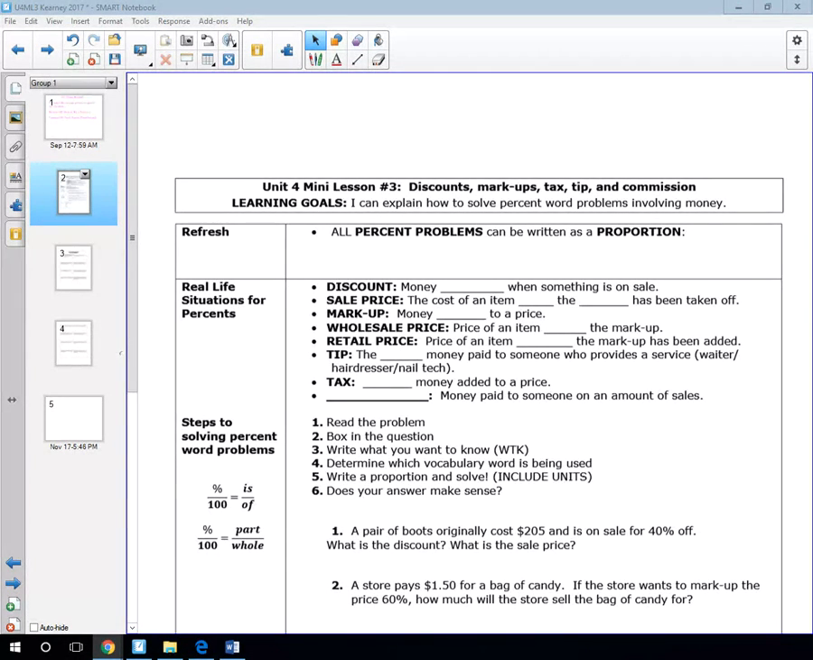Percentage is a ratio that compares a number to 100.